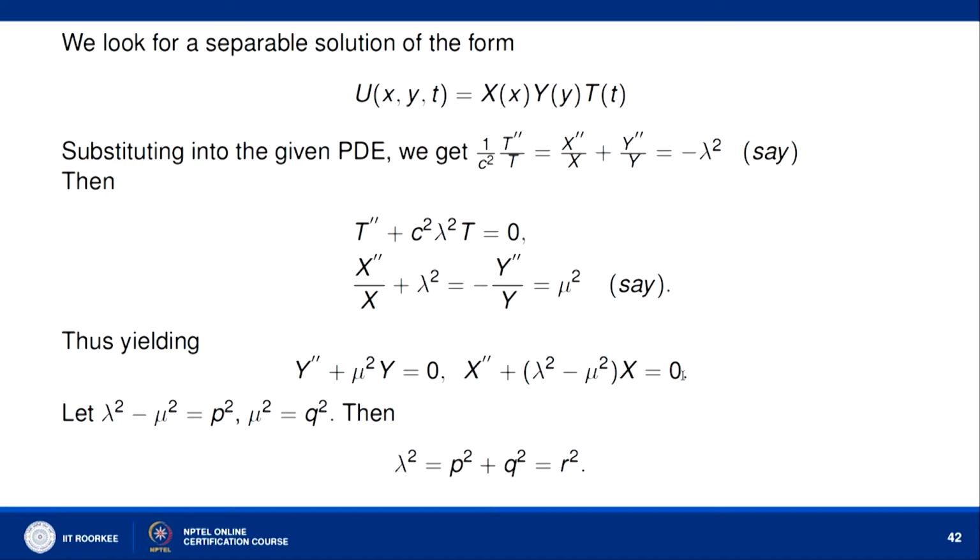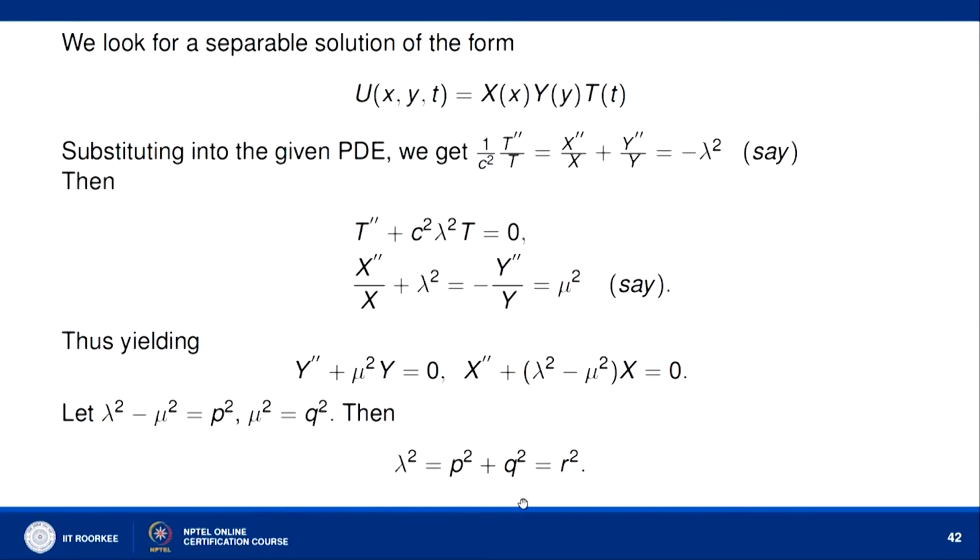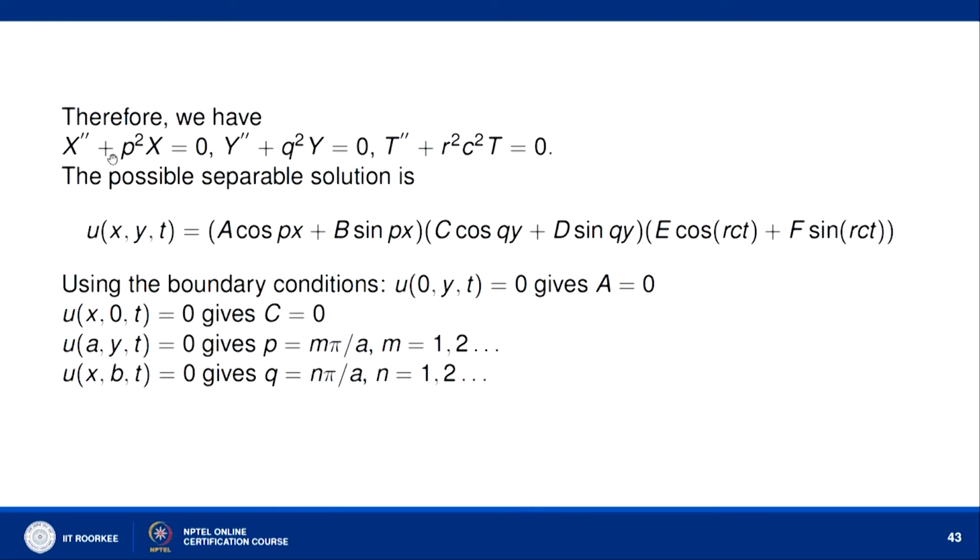So to simplify, let us assume that lambda square minus mu square is equal to p square. We call mu square as q square, it is up to us. Then I can write lambda square as p square plus q square. Now denote this value as r square. So we just write down a simplified expression for these three constants. In terms of p, q and r, now your equations are written as X double dash plus p square X equal to 0, Y double dash plus q square Y equal to 0, T double dash plus r square c square T equal to 0.